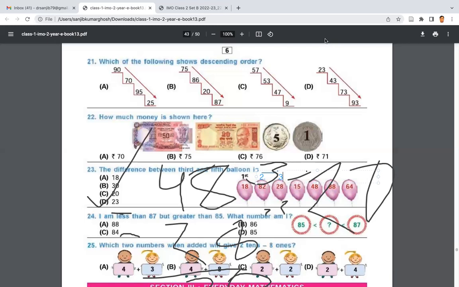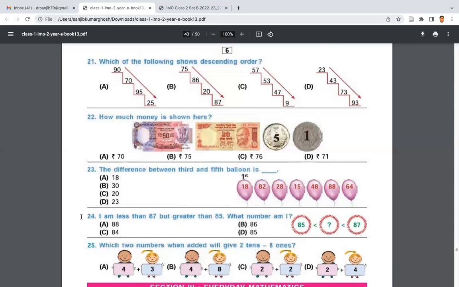Okay, now do the next one, beta. Number 24. Yes, I have erased it. Do number 24. I am less than 85, 87. The answer is 86. Explain your answer. First, 84. 84, I repeat.